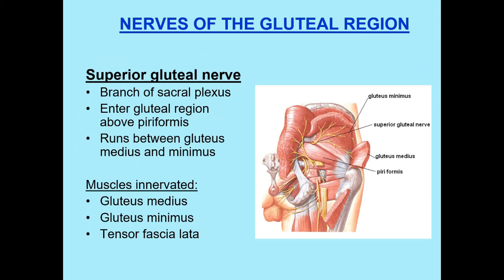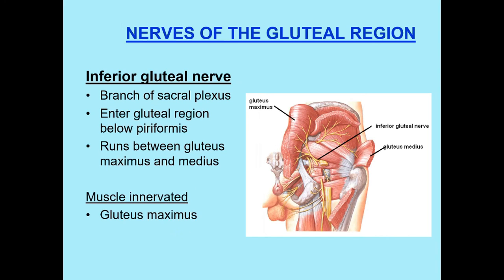Superior gluteal nerve is a branch of the sacral plexus. Enters the gluteal region above the piriformis. Runs between the gluteus medius and minimus. Muscles innervated by this nerve are gluteus medius, gluteus minimus, and tensor fasciae latae.